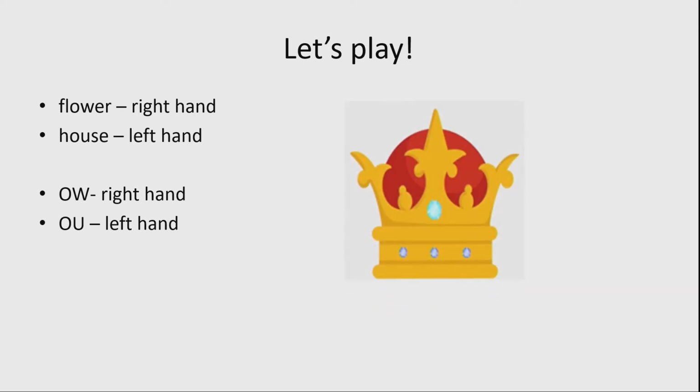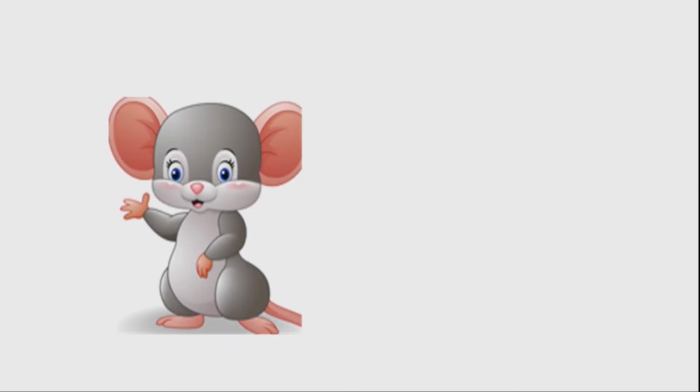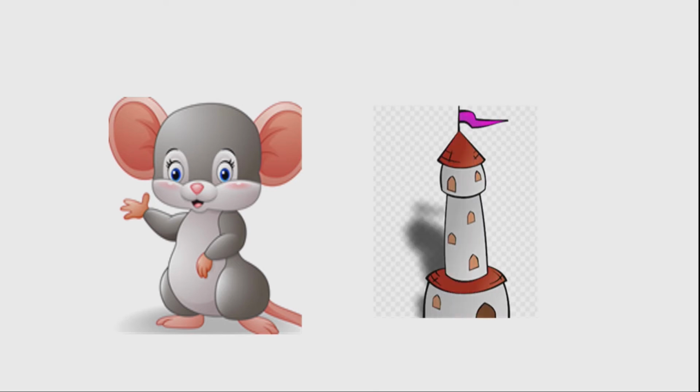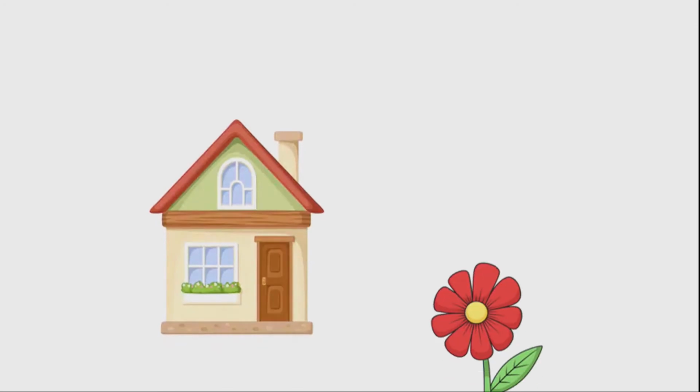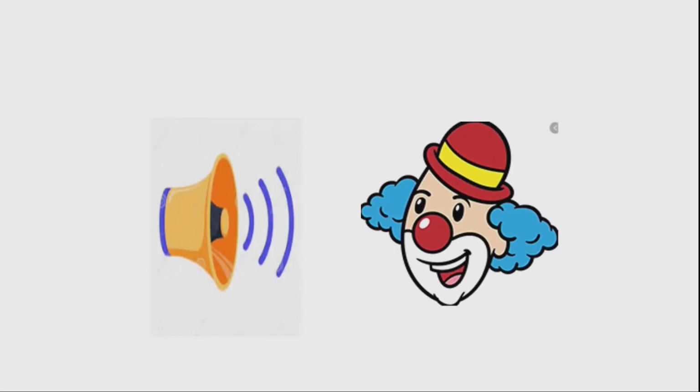Crown. What hand do you put up? Right. Mouse. Tower. House. Flower. Sound. Clown. Good job.